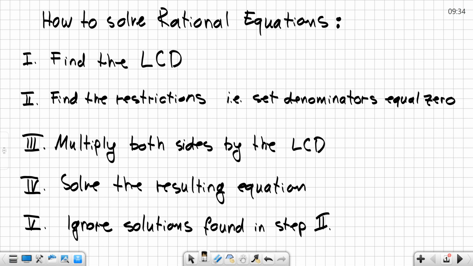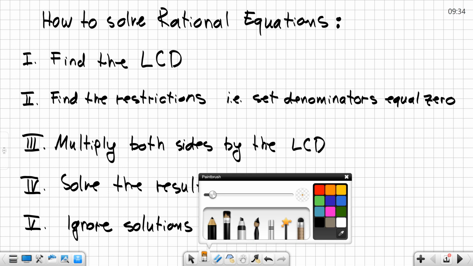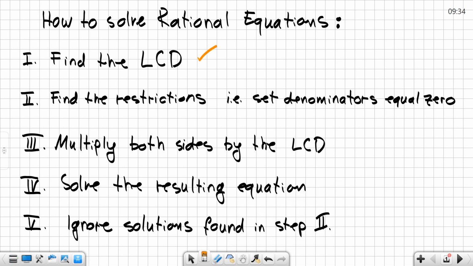Hello everyone. In this following video we are going to find out how to solve rational equations. The first thing that we are always going to do is find the least common denominator. The best way to do this is by factoring, so we need to again know how to factor polynomials.